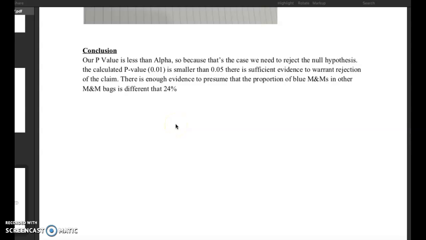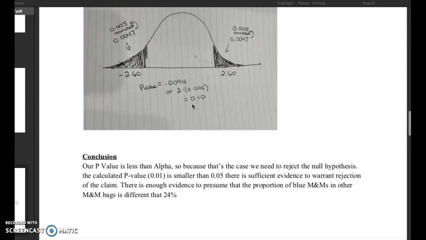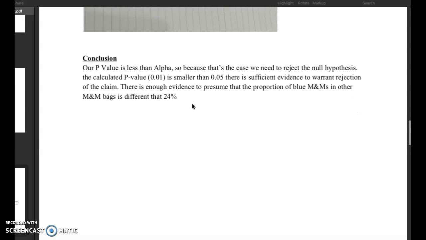And to conclude, our p-value is less than alpha, which is our alpha level or significance level, which is 0.05. So because of that, we need to reject the null hypothesis, and since the calculated p-value is 0.01, which is smaller than 0.05, there's sufficient evidence to warrant rejection of the claim. So overall, there's enough evidence to presume that the proportion of blue M&Ms in other M&M bags is different than 24%, or it is not equal to 0.24, like the statistic stated in 2007. Thank you.